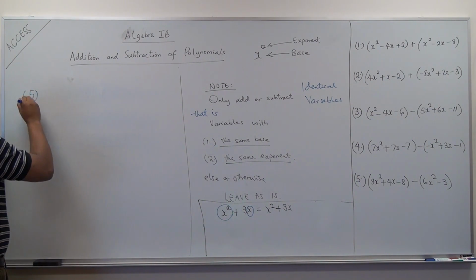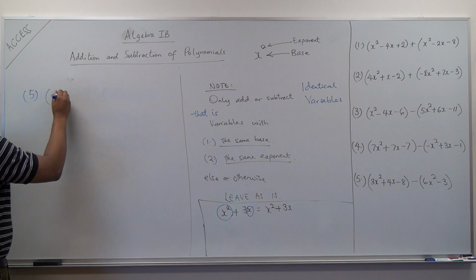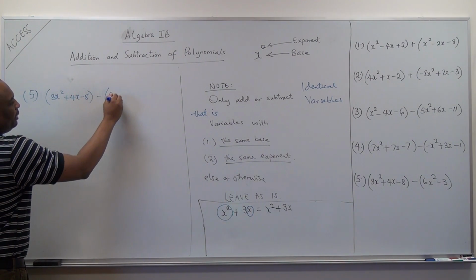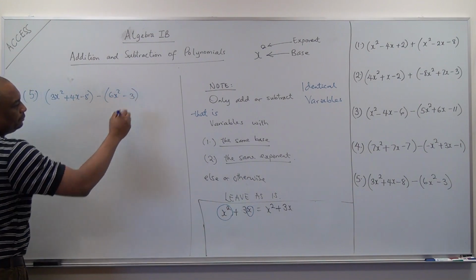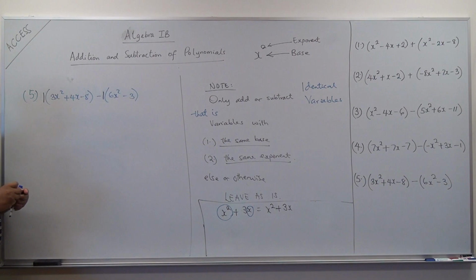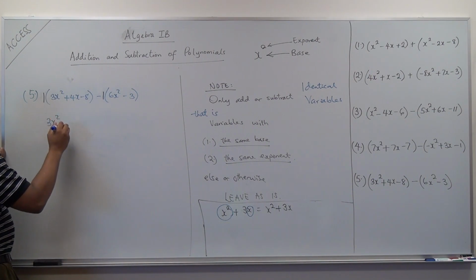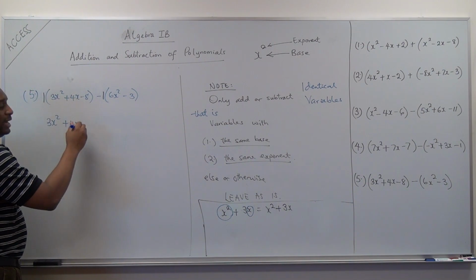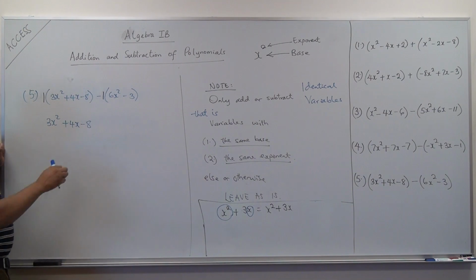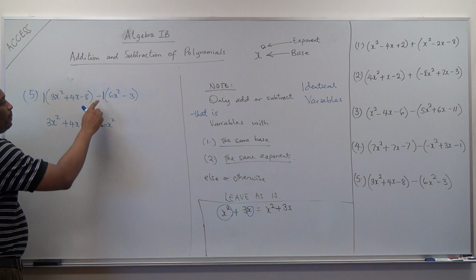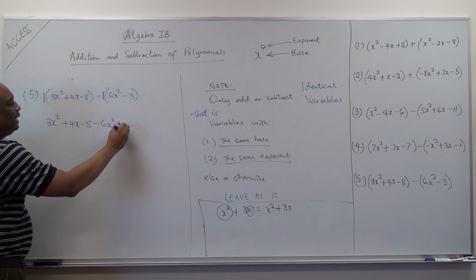Number 5. 3x squared plus 4x minus 8 minus 6, parenthesis 6x squared minus 3. So of course, you know that we have 1 here, we have 1 here. Right? So 1 times 3x squared is what? 3x squared. 1 times plus 4x is plus 4x. 1 times negative 8 is negative 8. Negative 1 times 6x squared is negative 6x squared. Negative 1 times negative 3 is positive 3.